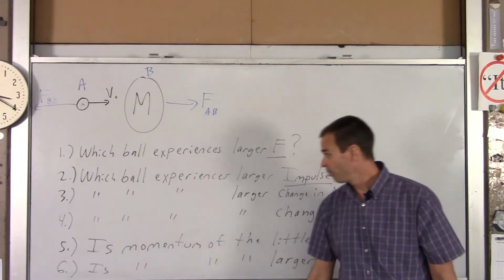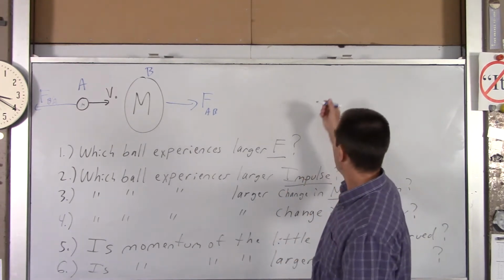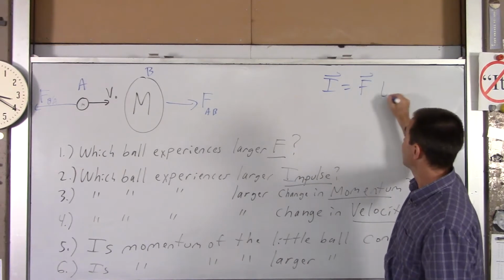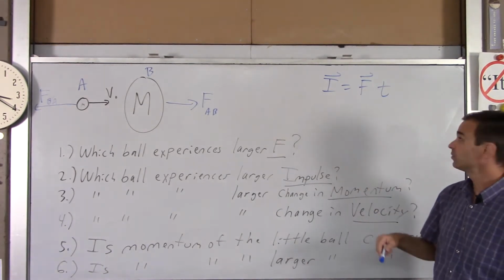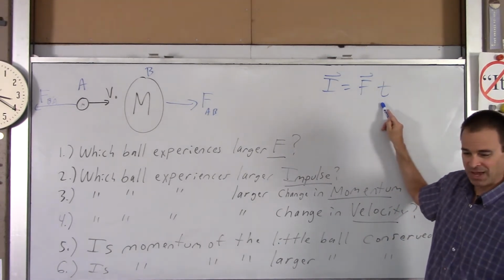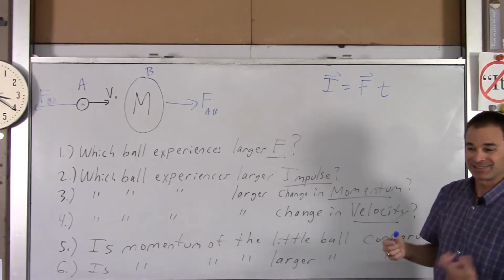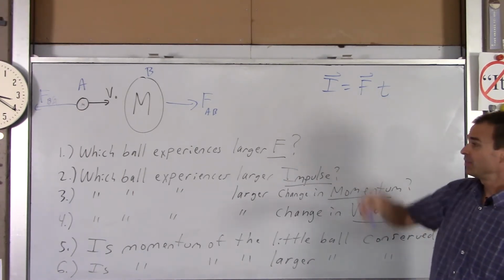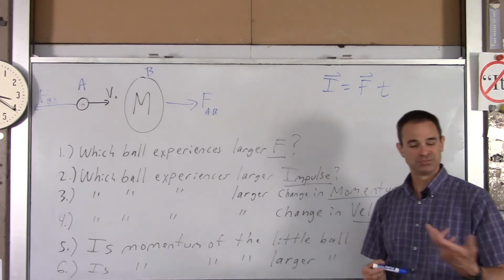Number two, which ball experiences the larger impulse? Well, impulse is force times time, okay? We just said they both experience the same force, and you have to make the assumption that if A is hitting B for some time, let's say a quarter second, then B is hitting A for a quarter second. They're in contact together for a quarter second. So if their force is the same and their time the same, the impulse on each ball must be the same. So the answer to number two is same.